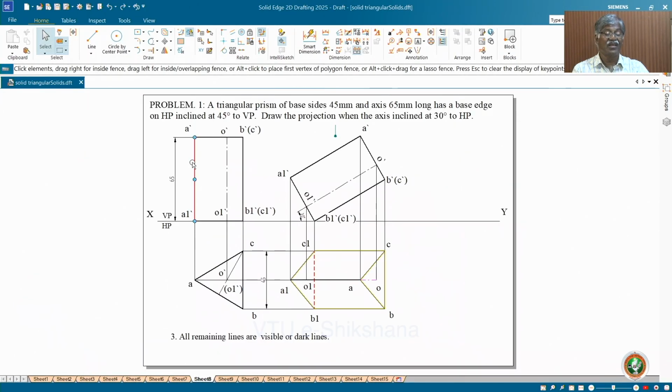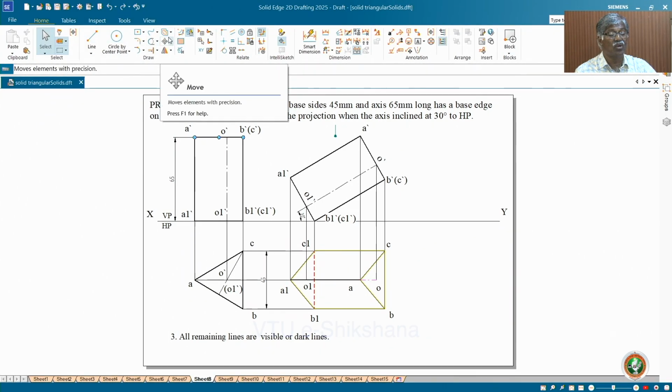This completes the second position, inclination to the HP such that B1 C1 is perpendicular. Now I don't want B1 C1 perpendicular to VP. I want it at 45 degrees to VP. So what you do? You redraw this figure such that B1 C1 is inclined at 45 degrees. So you move and rotate. Again I will show you. It is something like the lamina only. No strange thing here. I will show you how to move and rotate.